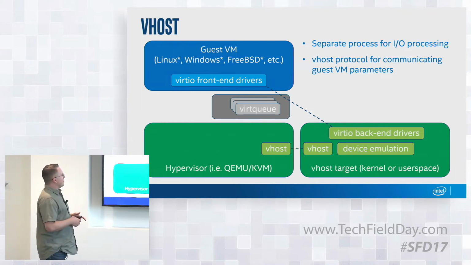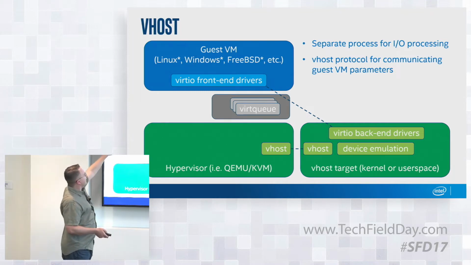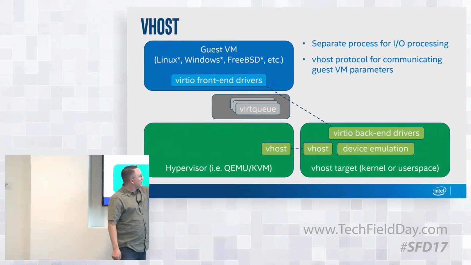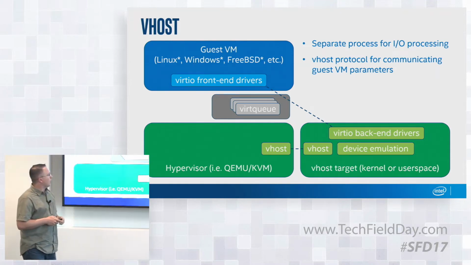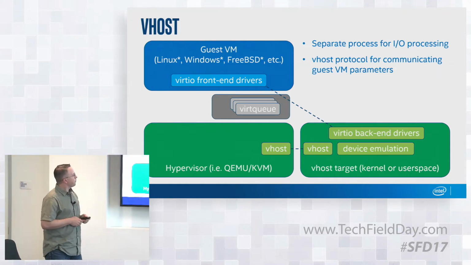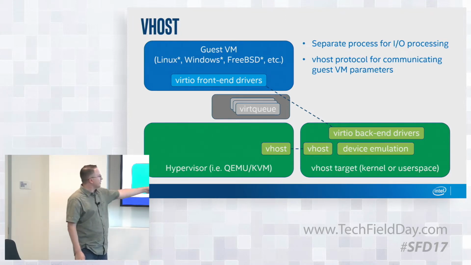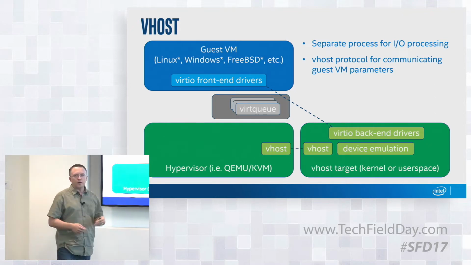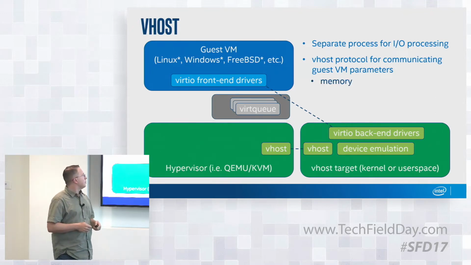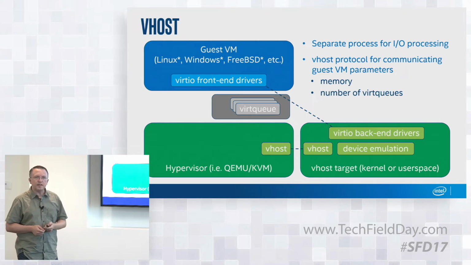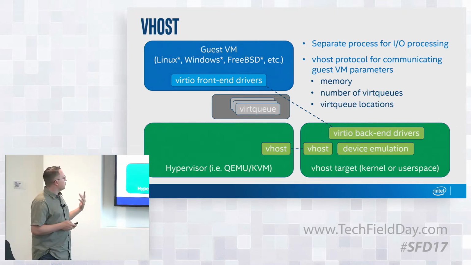The process is that before you create a VM, you're going to allocate some storage or maybe a network device, and communicate that to the vhost target. The vhost target is going to create a Unix domain socket, and then QEMU is going to connect to that and tell the vhost target about the memory that's been allocated to the guest VM, and where the virtqueues are in memory.